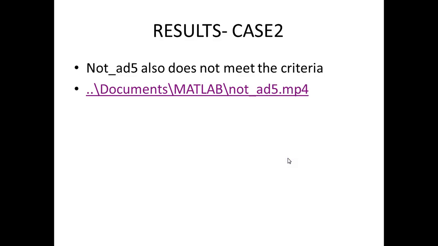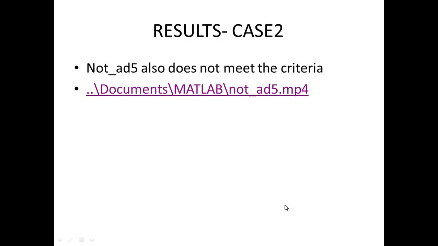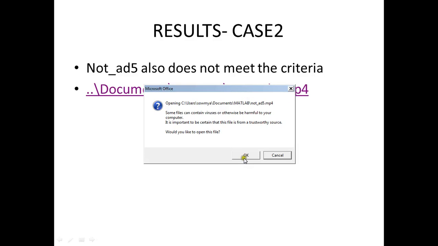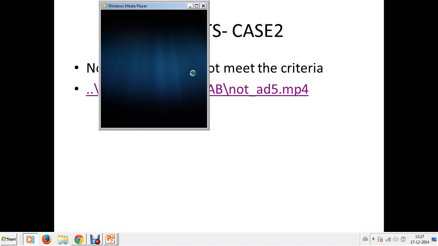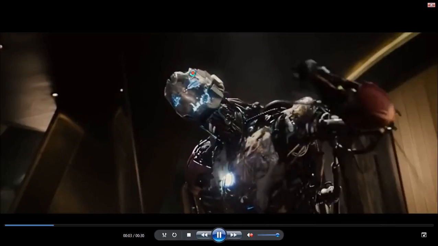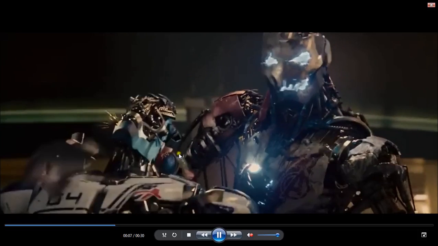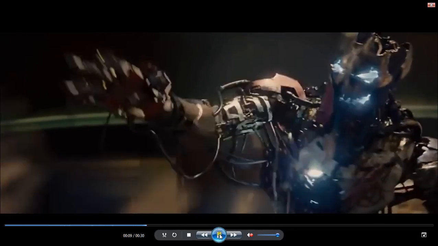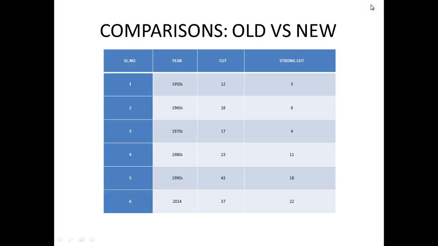Also, ad 5 does not meet the criteria. The number of cuts is 29, and the number of strong cuts is 13. It's pretty high. This is a particular video of a movie. It's a trailer of a movie. It's an action movie, so the number of shot changes in the movie is going to be high. That's the reason why a few of the non-commercials could be detected as a commercial.